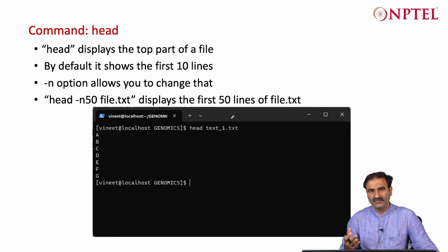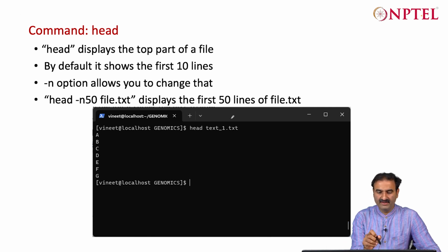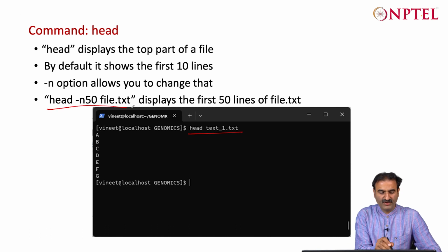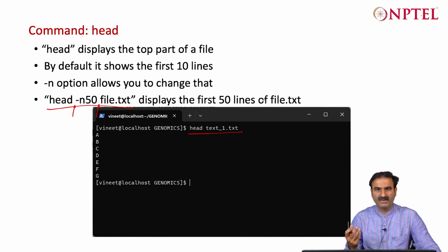So if you just want to see the top contents or a few lines of a file, just say head and it will display the first 10 lines of that file by default. If you say head -5 and then the file name, it will display only the first 5 lines. If you want to see the first 50 lines, head -50 and the file name, with a space in between, and it displays the first however many lines you have specified.